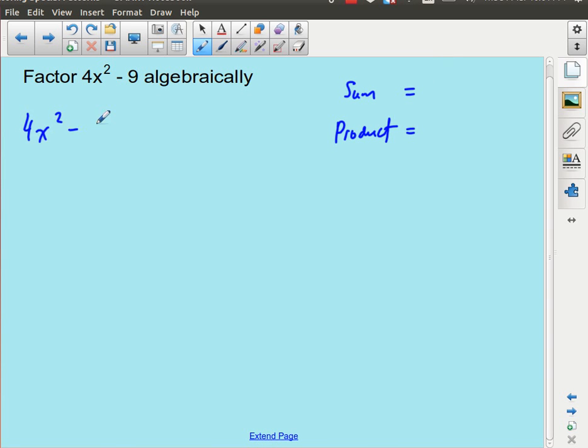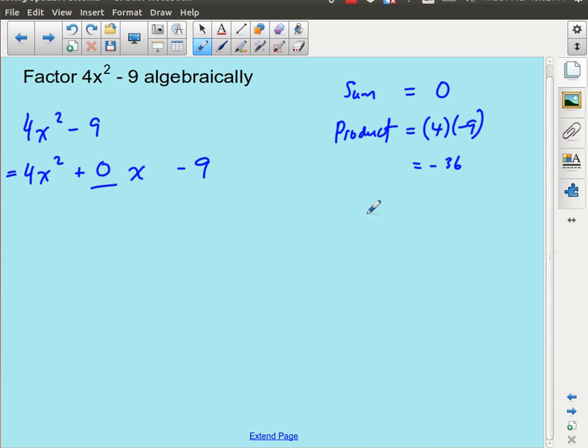4x squared minus 9 is 4x squared minus 9. And how many x's do I have here? What goes in the middle? Normally it's an x squared and an x and a minus 9. So how many x's do I have here? I have 0 x's. And 0 times x is 0, and that's why we don't normally write this. But it is there. So my sum is actually 0, and my product is 4 times -9, which is equal to -36.